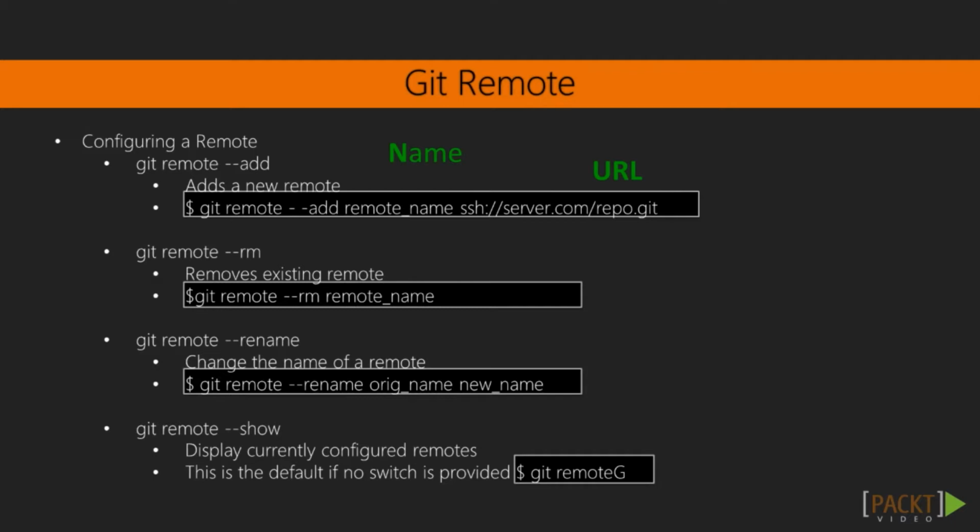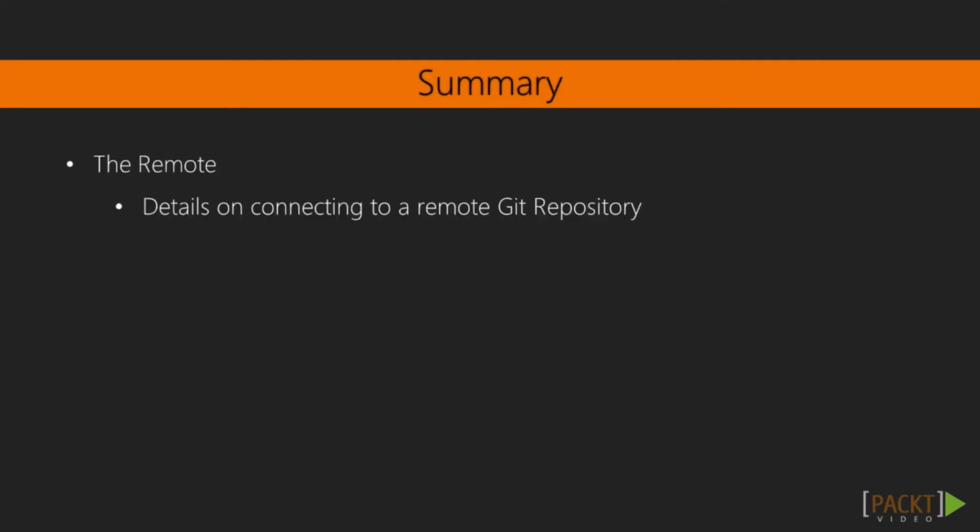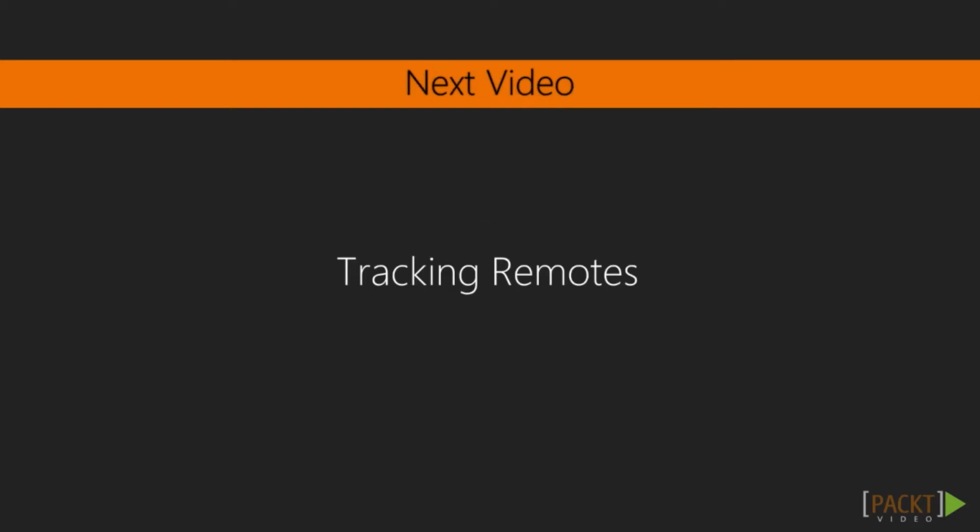I had difficulty remembering the proper syntax for this command and developed this mnemonic. It requires a name, you give the name, and the URL of the other computer. It may seem a bit simple, but I remind myself that name is before URL alphabetically. That is how I can remember this syntax. There is also git remote rm and git remote rename. In this video, we explored the git remote. In the next video, we will take a look at remote tracking branches.